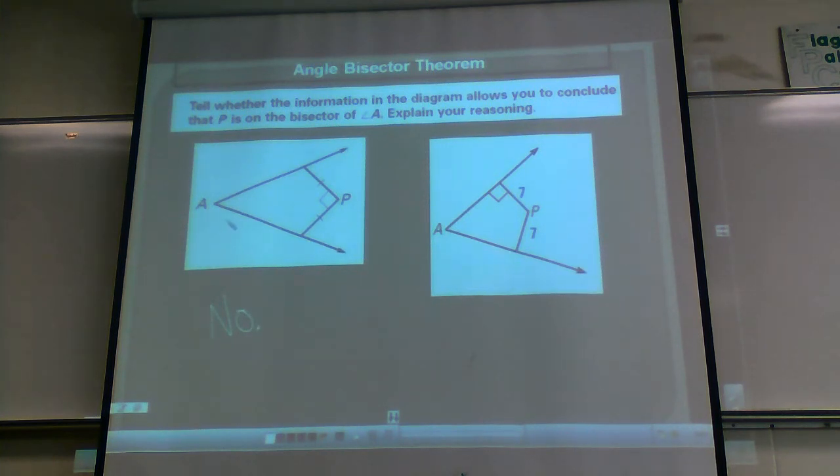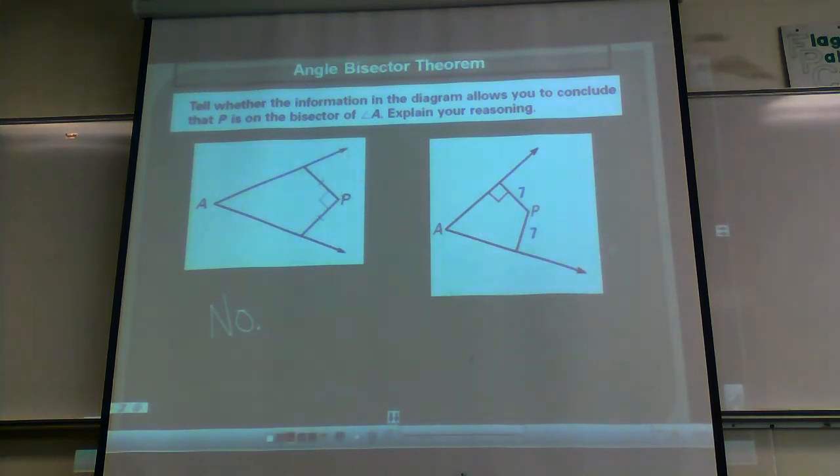The main reason is it's not marked correctly. You have to see these two being congruent, which they are. But again, remember, this point is to be halfway in between. You have to do the actual distance. I would need to see right angles there, which I don't. That's the biggest issue. I can't determine if that's the actual distance from that point P to the two sides. So that one's a no.